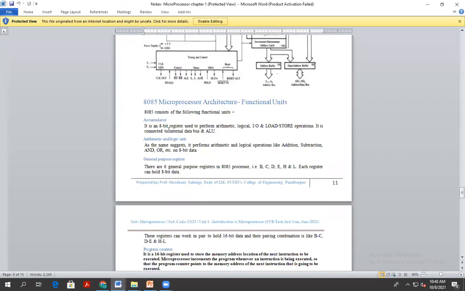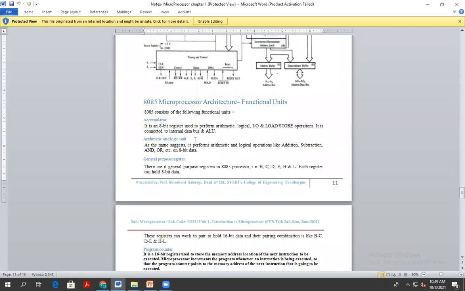What will it do? In the accumulator, it is having an 8-bit register. It is the main memory. Actually, the accumulator is the main memory. That is an 8-bit register used to perform arithmetic and logical input-output operations and to load or store operations. It is connected to the internal data bus, that is the arithmetic and logical unit, that accumulator.